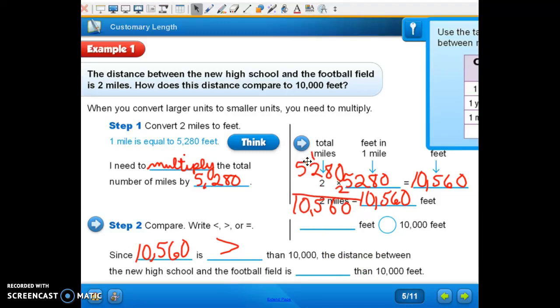The distance between the new high school and the football field is greater than 10,000 feet. So if you're going from a larger unit of measurement, such as miles, to a smaller unit of feet, you're going to multiply your conversion. If you're going from feet, a shorter unit of measure, to a longer unit of measure, miles, you're going to divide.